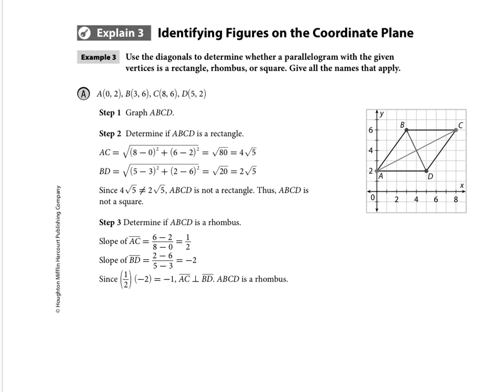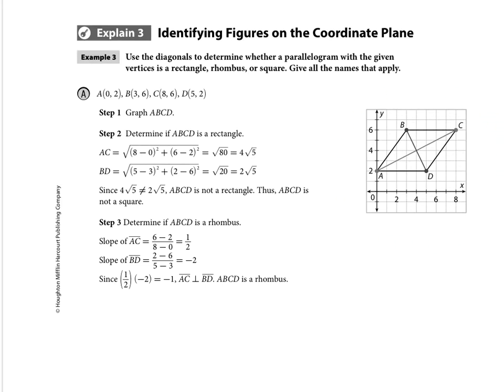So if you can see in the wording for example 3, use the diagonals to determine whether a parallelogram with the given vertices is a rectangle, rhombus, or square. Give all the names that apply. Now look specifically, they asked us to use the diagonals. So we know as we connect diagonal points, we have AC and BD that we're going to be working with. Now here's our graph.